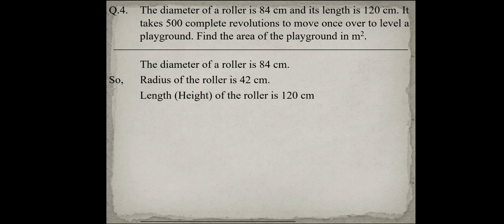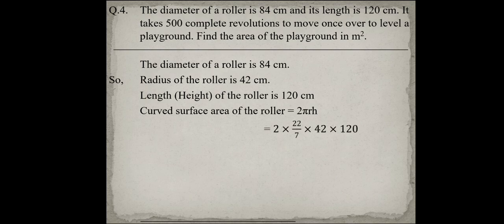So now we will find out the curved surface area of the roller by the formula 2 pi r h. So put the values and then we will find the curved surface area, that is equal to 31,680 centimeter square, because here the radius is 42 and the height is 120 centimeter. Now this is in centimeter.